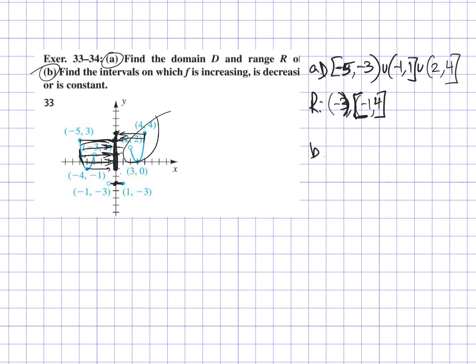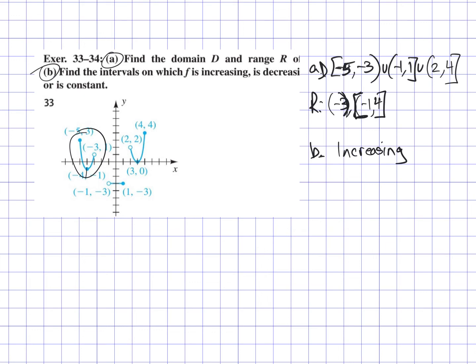Now, part B. Let's go ahead and erase all of that. Find the intervals in which f is increasing. The function is increasing, decreasing, or constant. So where's the function increasing? Let's look at this picture right here. It's increasing. And we always give the x values, so the interval where the function increases on the x-axis.